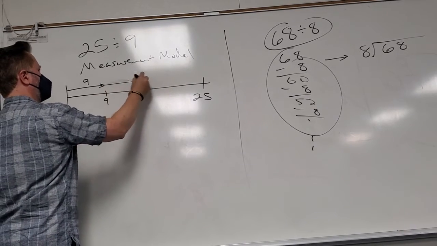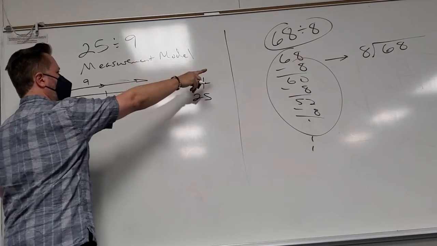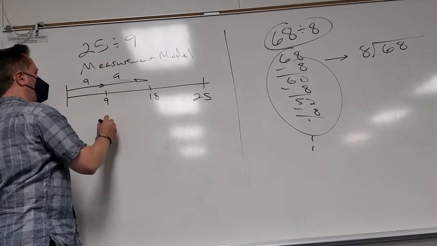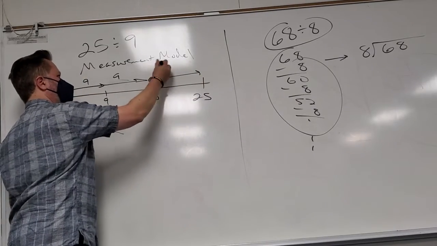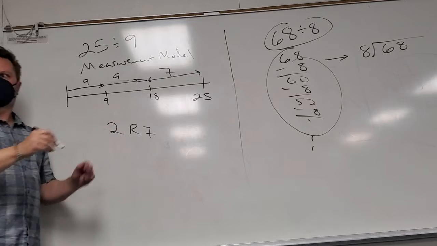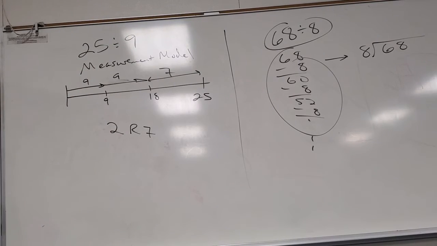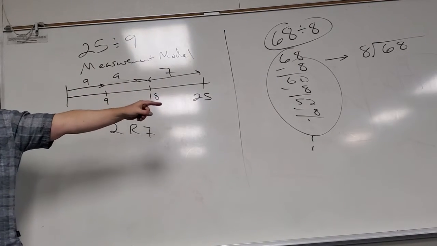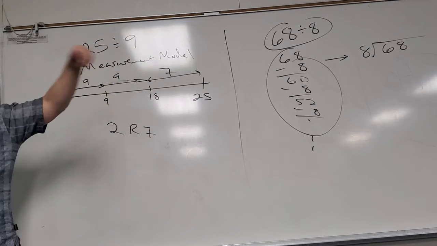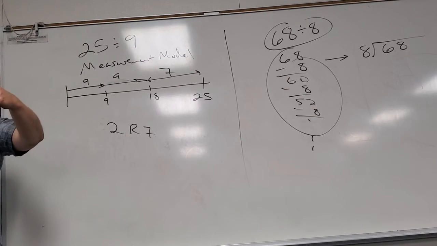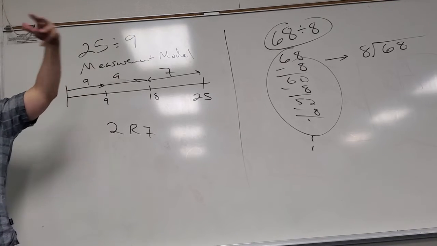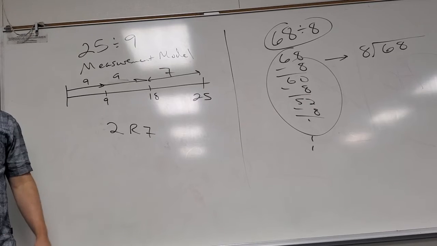This will be 18. If I take another step of 9, it's too far, right? All right, so there's 2 9s, and what's left here? 7. So this will be 2 remainder 7. Beautiful visual, yes? Reinforces counting by whatever the divisor is, reinforcing counting by that, right? And that's another big thing, is having them do certain methods. Not only will the method work, but it also reinforces earlier things. You don't want them to lose touch with earlier things that they've done.